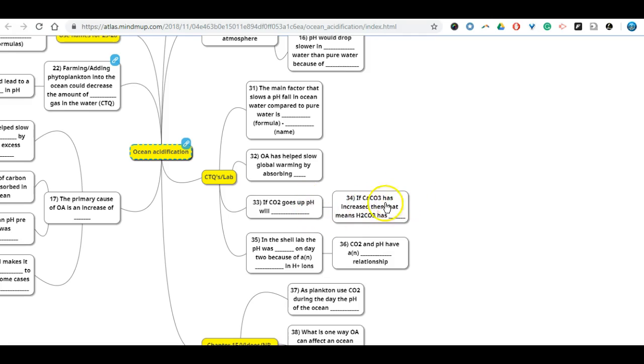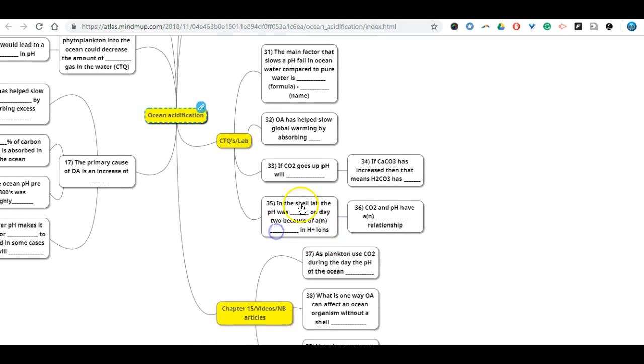If CaCO3 has increased, what does that mean for carbonic acid? So this is that critical thinking question number one, the grid. If I say this is going up, CO3, you've got to go backwards up the chart, up that grid, and figure out what happened to, in this case, carbonic acid. So if the shells are increasing, that means that there's less loose hydrogens. If there's less loose hydrogens, that means that there was less carbonic acid.